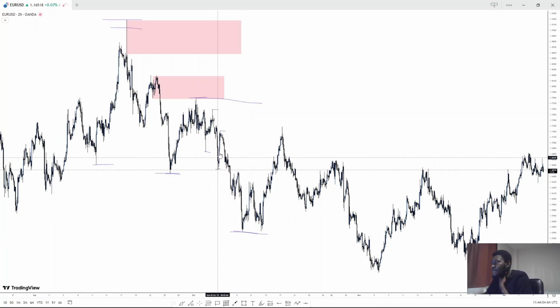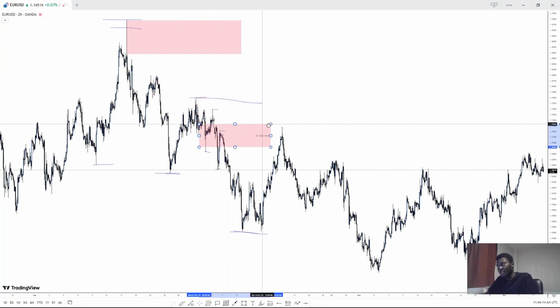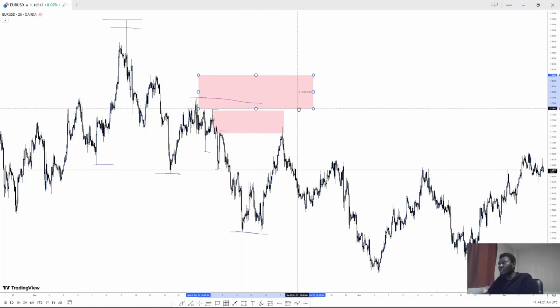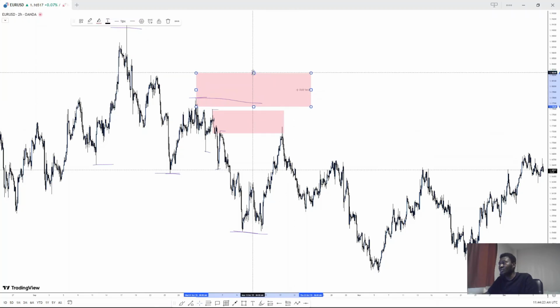However, you see this zone here, when price got there, price just tapped into the decisional zone and our extreme zone. Again, I'm going to explain how to draw these things.